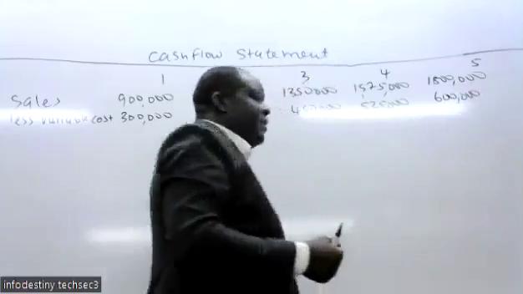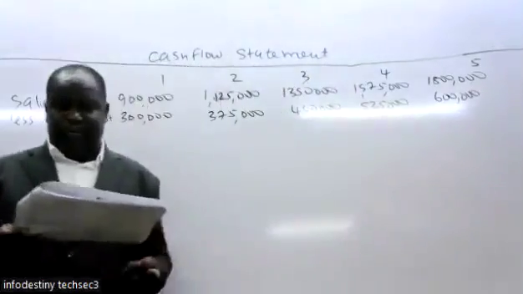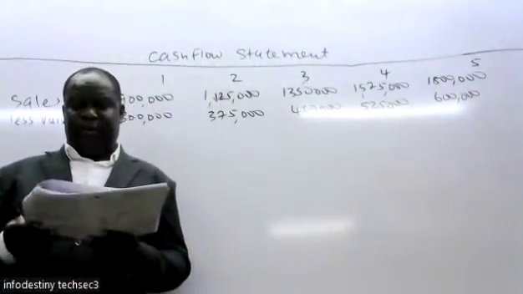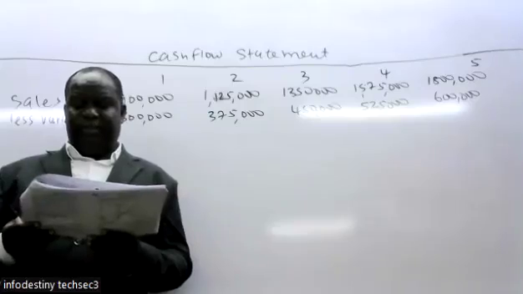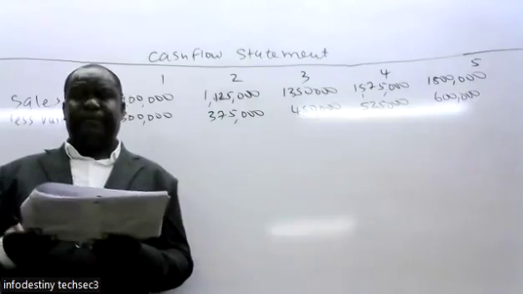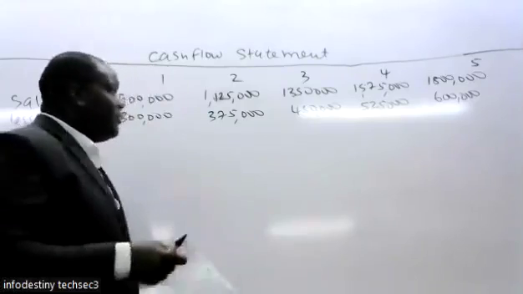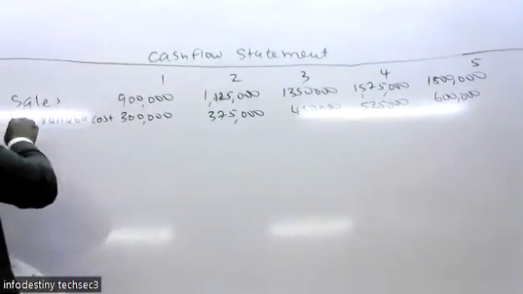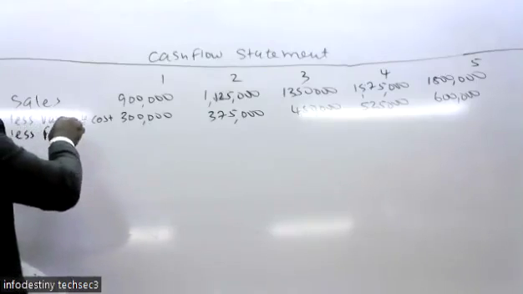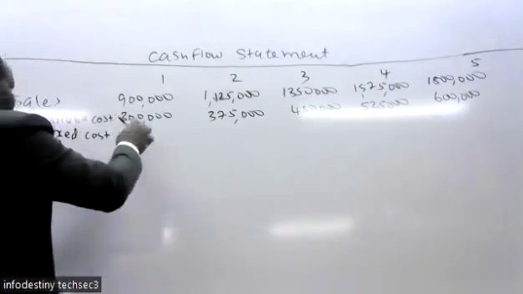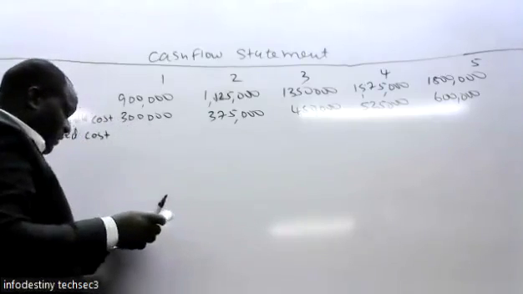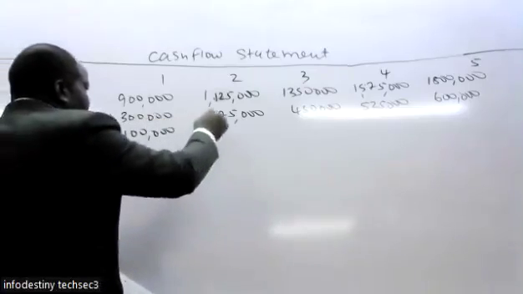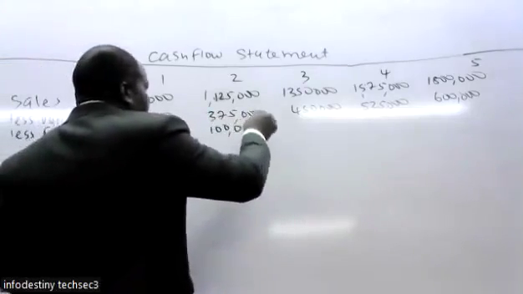Then I would also like you to go to note number two. The firm's estimated fixed operating costs, excluding depreciation, are how much per annum? So we also less the fixed costs. The fixed cost there is 100,000, the same every year.